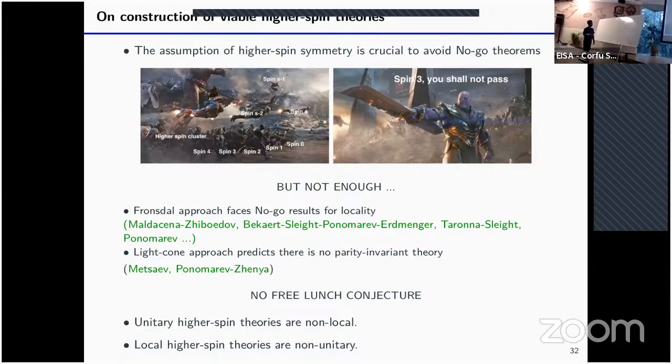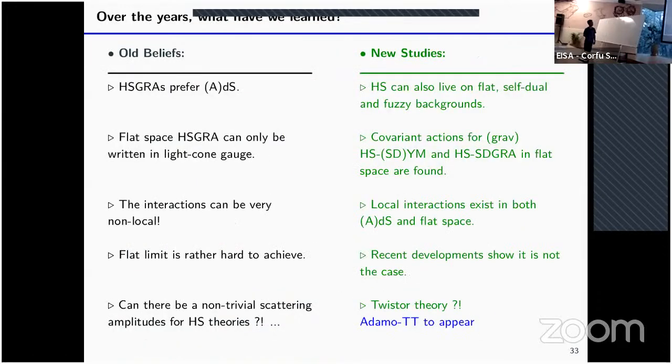So this gives us the following conjecture, which I call the no free lunch conjecture. If you want to construct unitary higher spin theories, they must be non-local. And if you want to construct local higher spin theories, they must be non-unitary. And there's no compromise. So over the years, what have we learned? In the past, people believed that higher spin prefers to live in AdS, but no, it can live on self-dual background and also fuzzy background at the moment.